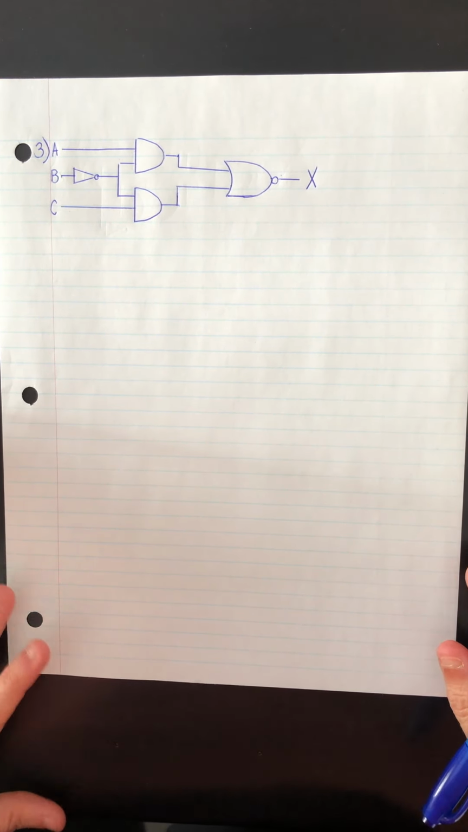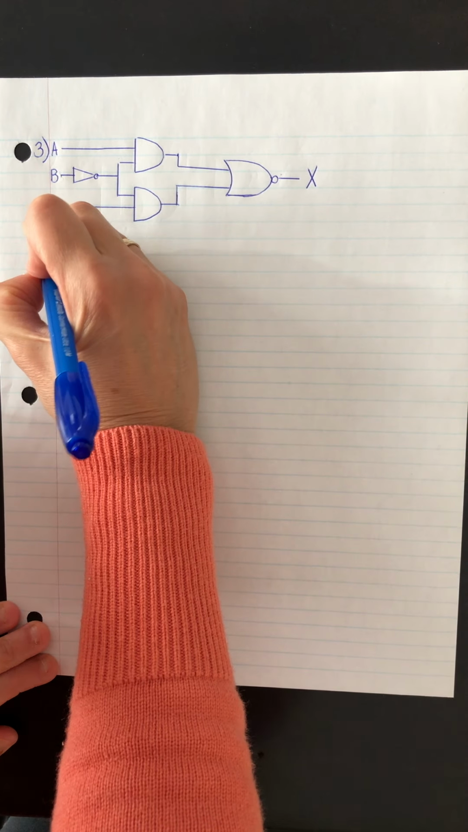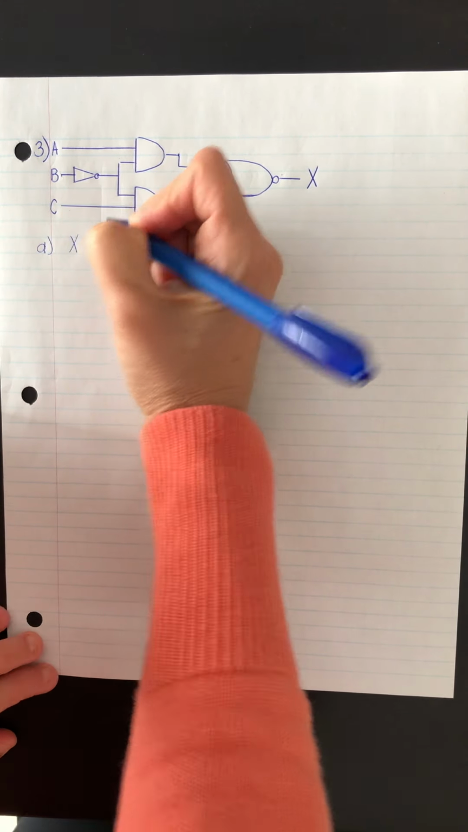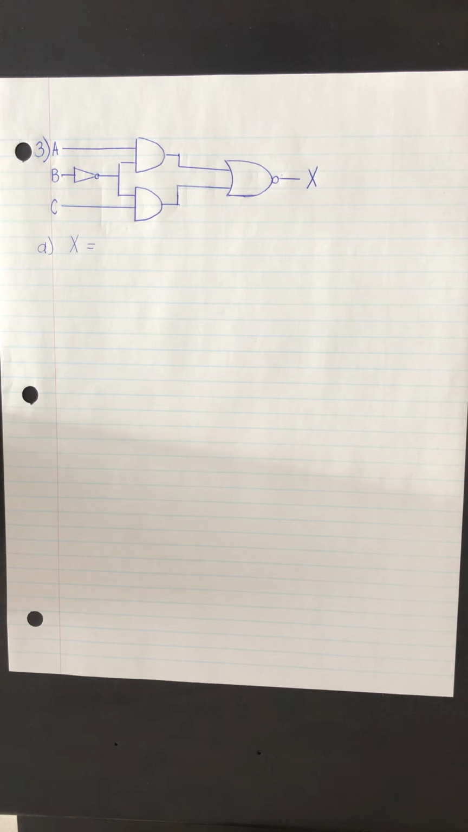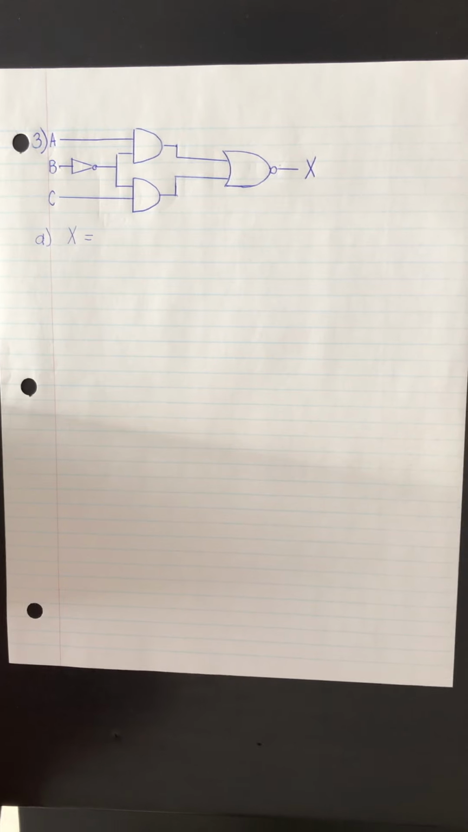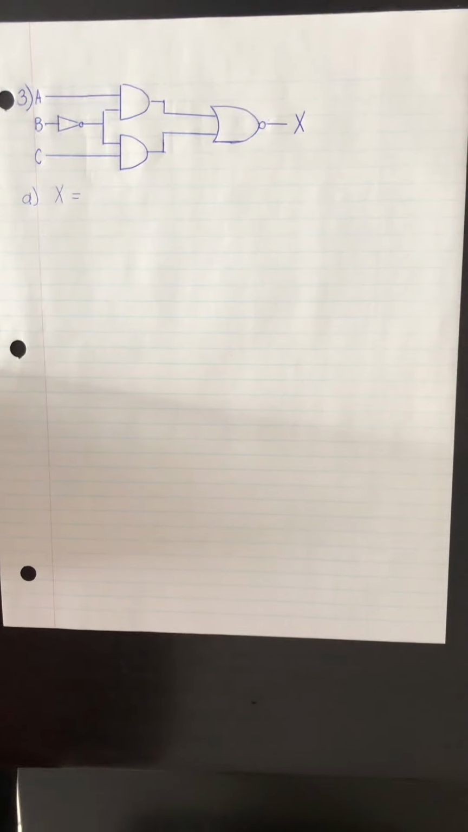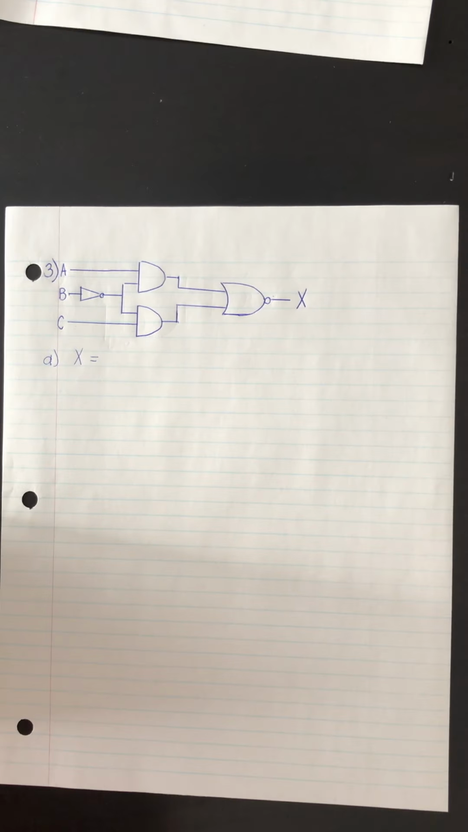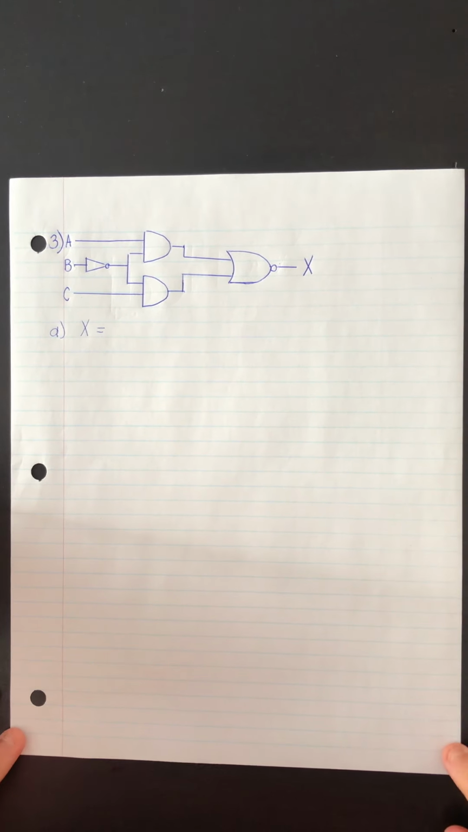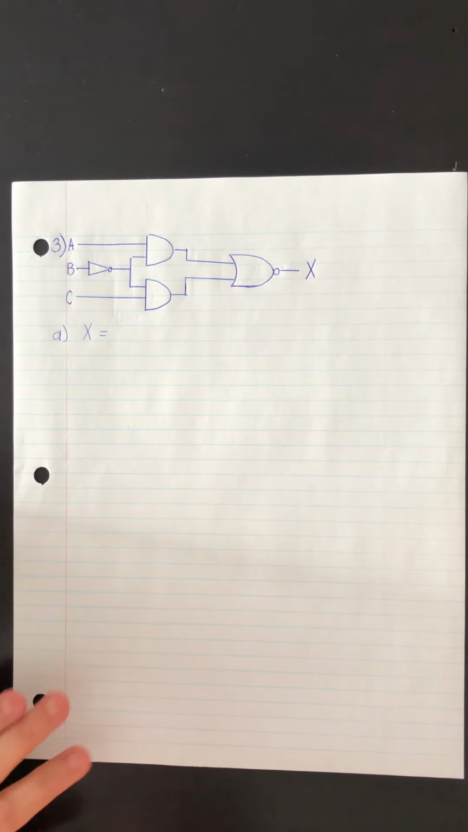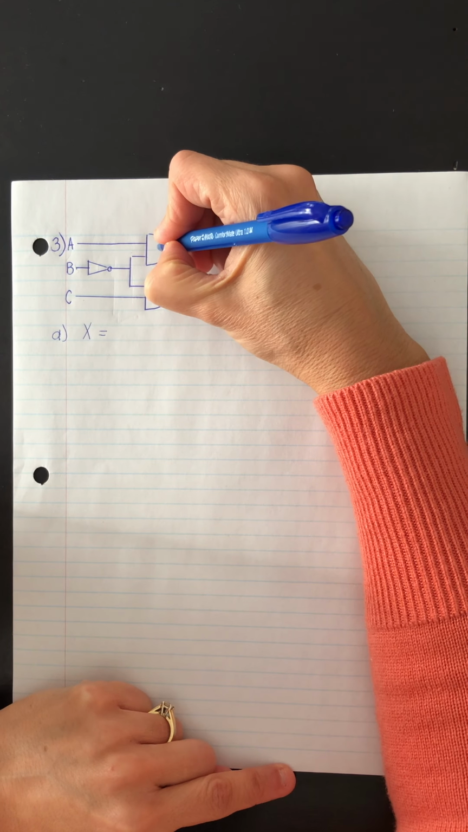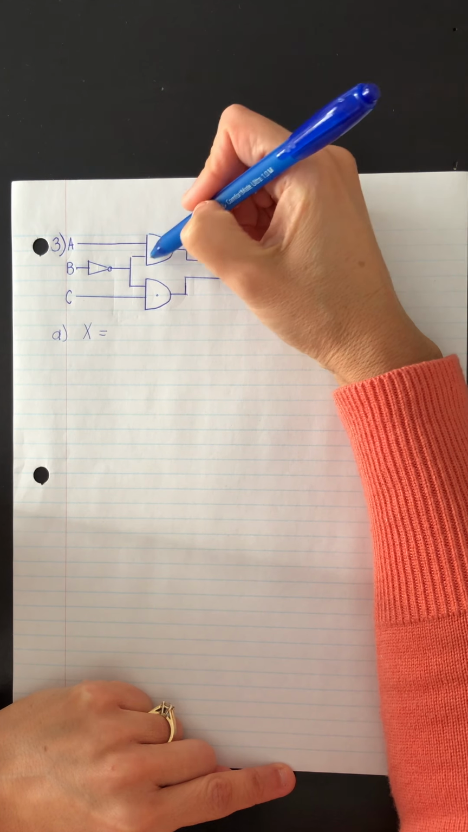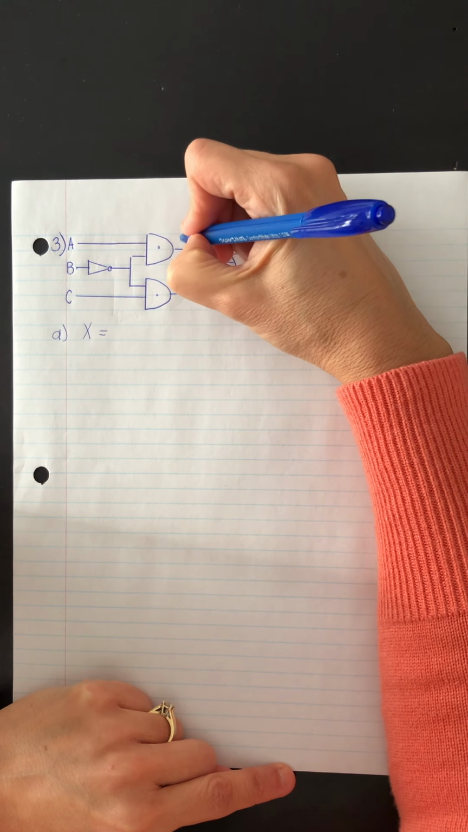So here's the original circuit. Let's go through our parts A, B, C, D. And we know that in the first part here, what we'd like to do is write out the expression for the circuit. So I'm going to just mark up the picture again just a little bit. So this is multiplication. This is multiplication. So what am I multiplying here? It looks like A is multiplied by B naught.